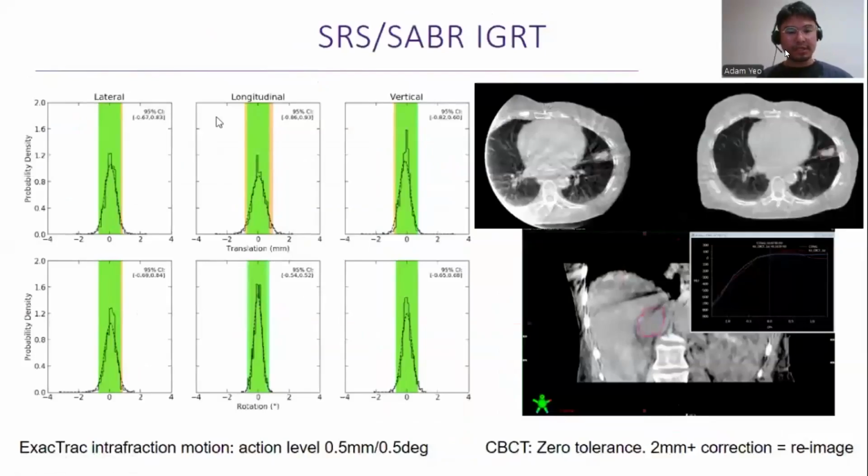And lastly, this is the IGRT procedure, and your system should have an appropriate action level in our SRS and also SABR spine. We use our ExacTrac system for six degree of freedom correction to correct the intrafraction motion for individual couch positions between the arcs and beams. Action level is 0.5 millimeter, 0.5 degree. For our cone beam soft tissue matching in the lung or abdominal area, zero tolerance after the initial cone beam. For the following cone beams, there is an additional requirement to correct 2 millimeters or greater, and a re-image is required to verify that.